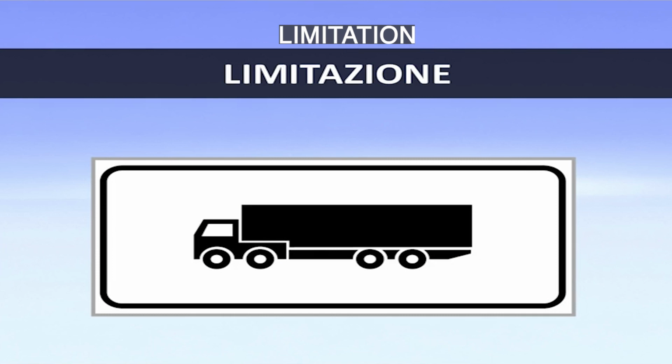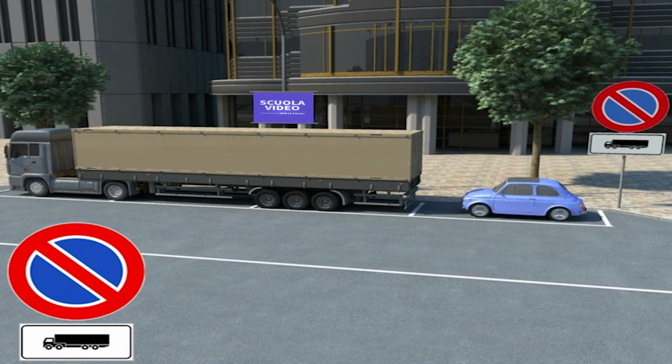Limitazione. Limitation. This supplementary panel indicates that the signal to which it is associated is only valid for the vehicles represented. It can be combined with indication, obligation, or prohibition signs and limits the validity of the sign to articulated lorries. Let's now look at some examples.